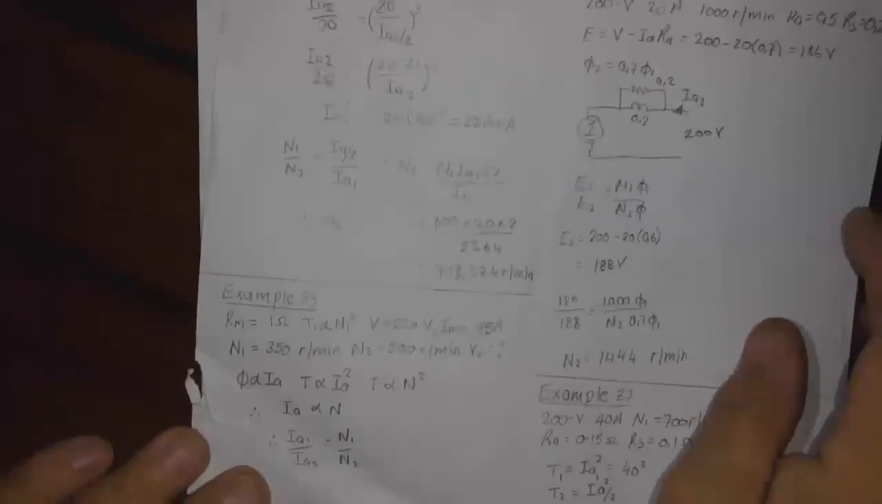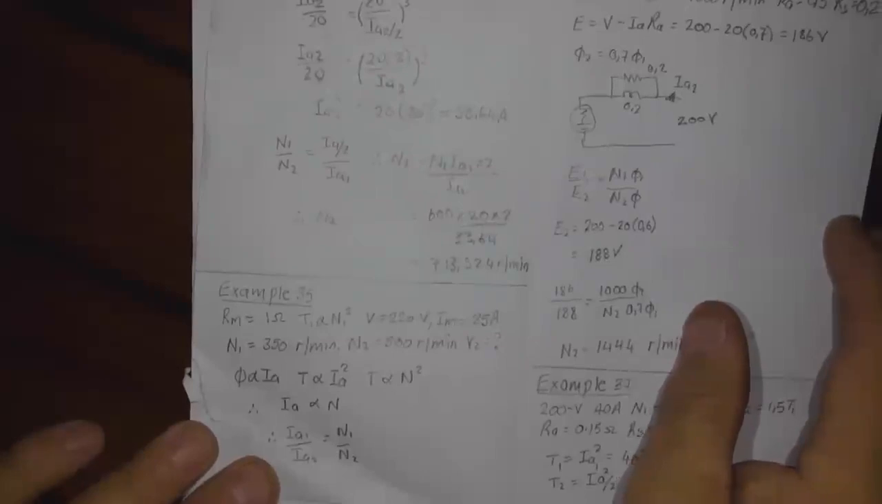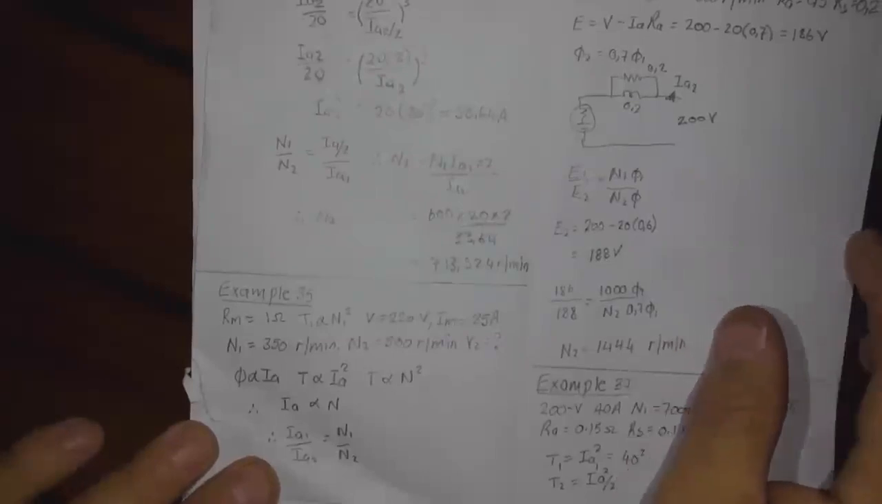Then example 35 says the motor resistance is 1 ohm. Torque directly proportional to the square root of speed. The voltage is 220 and the motor current is 25 amps and N1 is 350 revs per minute and N2 is 500 revs per minute. Now what must be the secondary voltage?